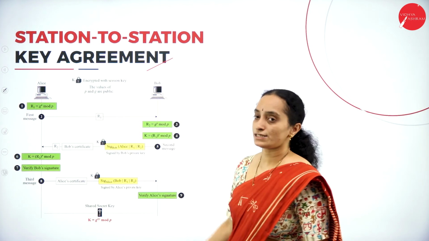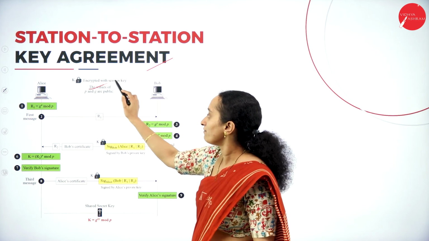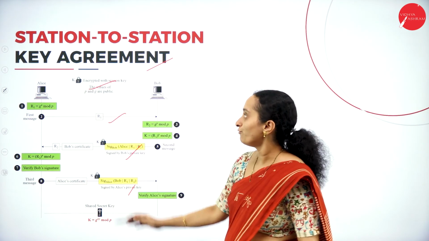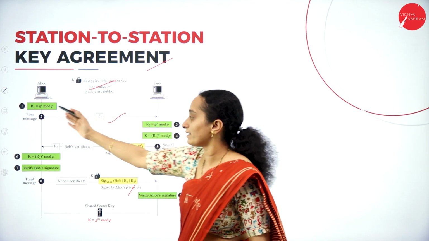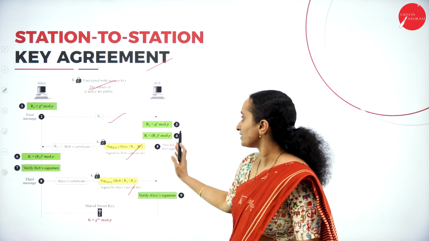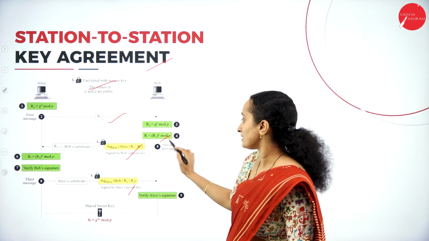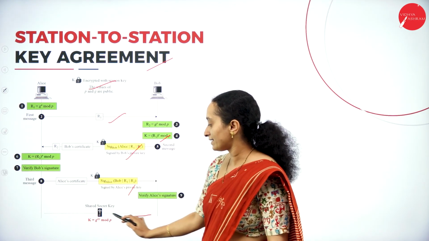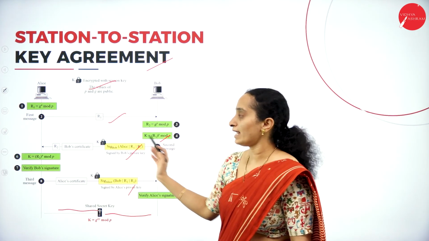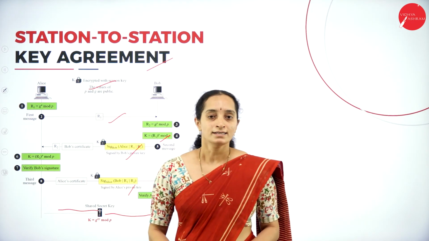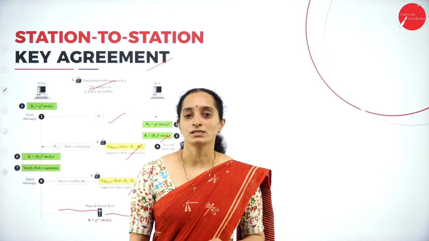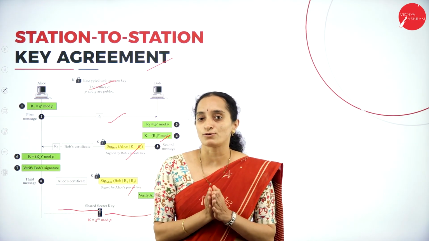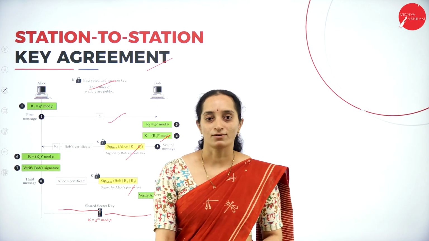Then we have the station to station key agreement, where we use two values. This is the method of the station to station key agreement. Alice is considered a station and Bob is considered a station. We use the same nonce values to generate a shared secret key between the sender and the receiver. So this is about the symmetric key agreement between the sender and the receiver without involving a KDC. Okay, thank you.